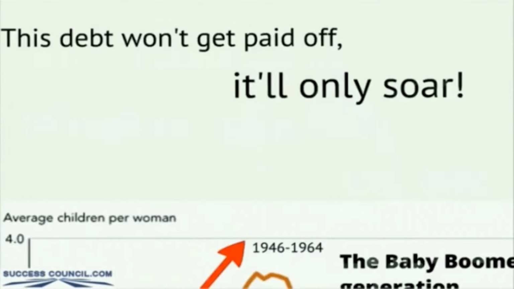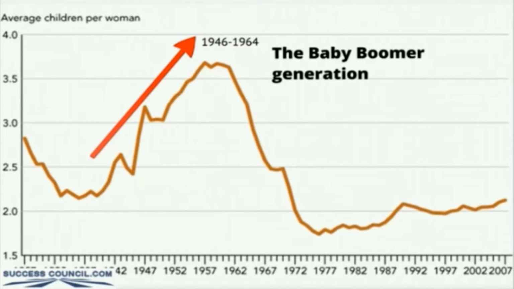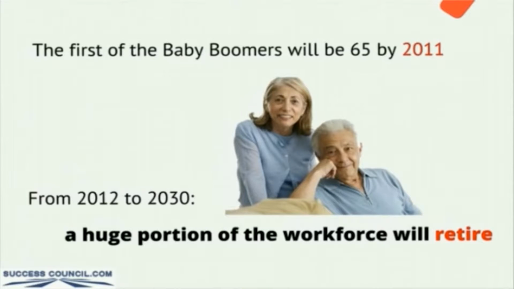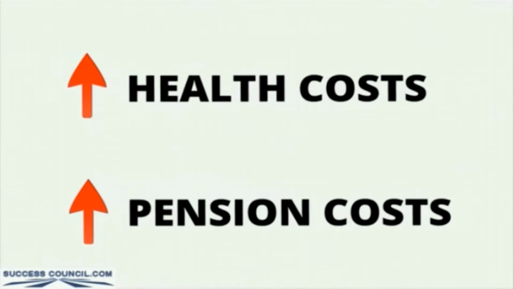After World War II from 1946, people around the world bred like rabbits. They created the baby boomer generation. It was a huge spike in births that lasted 18 years before falling off dramatically. Well, the first of the baby boomers will begin to retire 65 years from 1946. That's 2011. Starting in 2012, and every year after that, for the next 18 years, a huge portion of the workforce will retire. And that means their government-funded health costs and pension costs will inevitably soar.